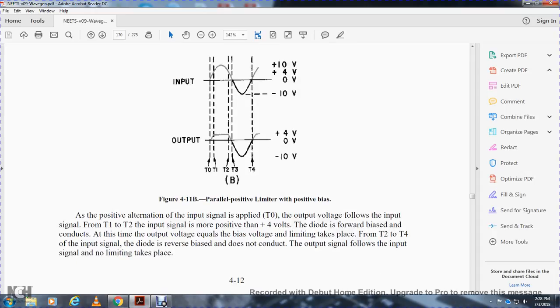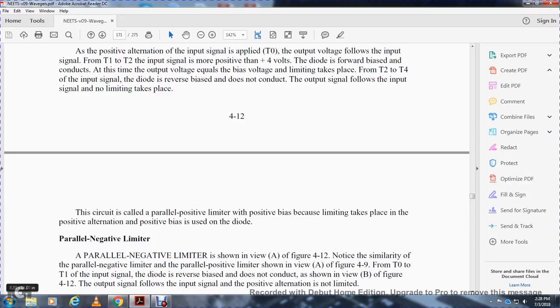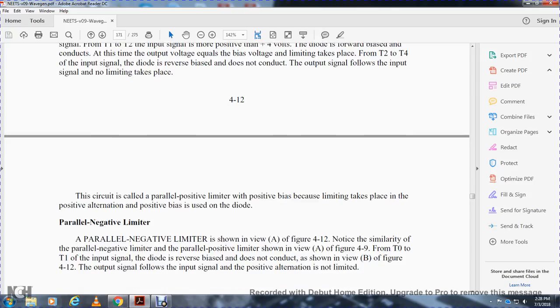A positive alternation input signal is applied at time interval 0, and the output voltage follows the input signal. In the time interval 1 to 2, the input signal is more than 4 volts, so the diode is forward biased and conducts, and the output equals the bias voltage; limiting takes place. From time interval 2 to 4, the input signal leaves the diode reverse biased, so it does not conduct, and the output follows the input signal with no limiting taking place. The circuit is called a parallel positive limiter with a positive bias because the limiting takes place in the positive alternation, and the positive bias is within the diode circuit.